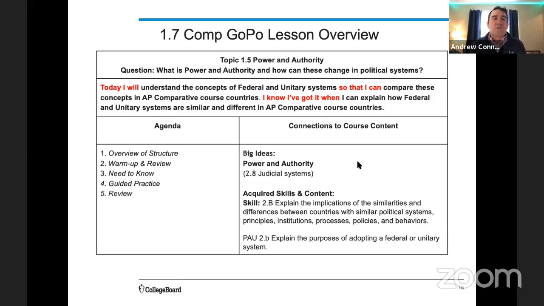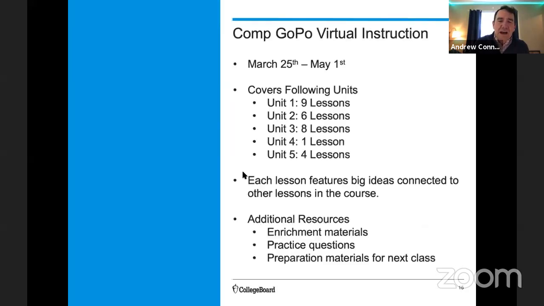So today we are looking at topic 1.7. We're looking at federal versus unitary government. We are going to see this later in the next unit, 2.8, particularly when we look at how different countries organize their judicial systems. So we always try to connect these topics to other topics and spiral them into other topics.